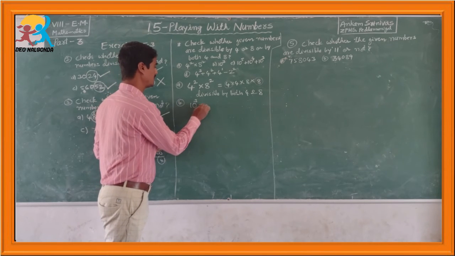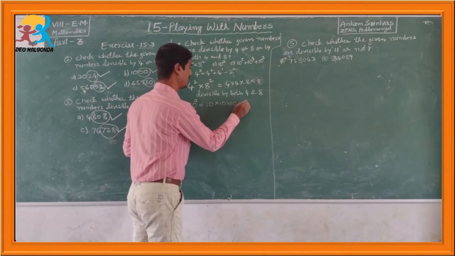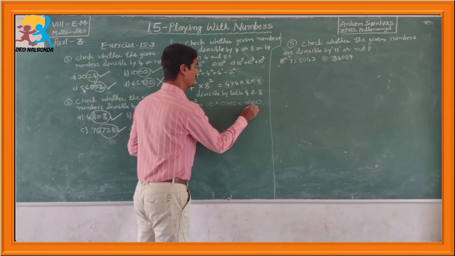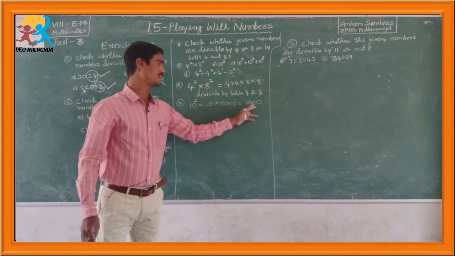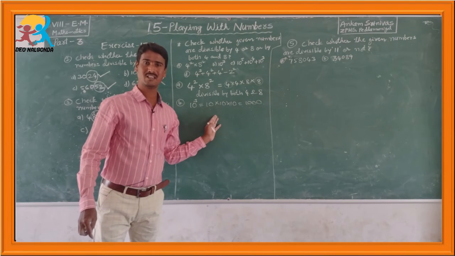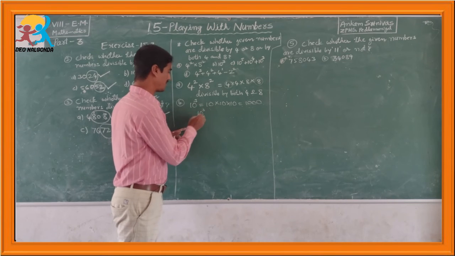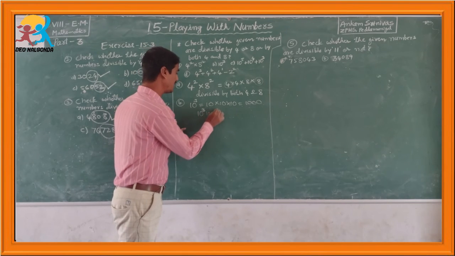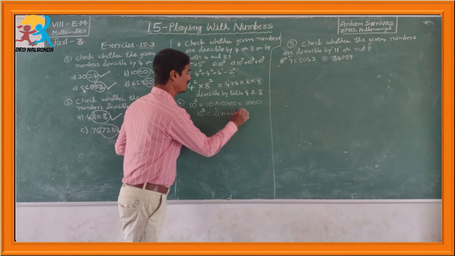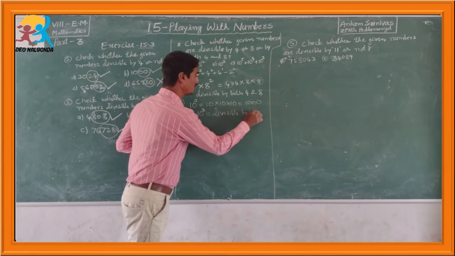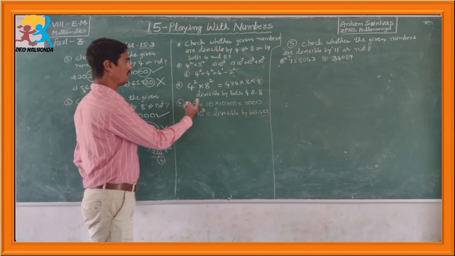10 power 3. So 10 into 10 into 10, that means we get 1000. So the last two digit number is 0, so divisible by 4. The last three digits are 0, divisible by 8. So this 10 to the power of 3, 10 cube, is divisible by both 4 and 8.